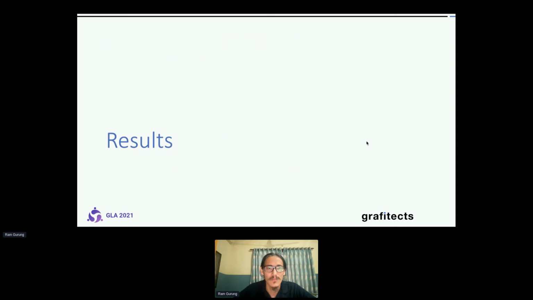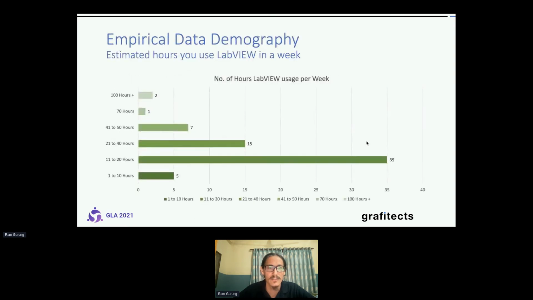So once we have this, before that, there's a slide which shows the demography of how long people use LabVIEW in a week. If you see, the majority of people use it 11 to 20 hours, that's about half of the time. Possibly they would be working in information collection, requirements gathering, or collaborating, meetings, discussion, and everything. We cannot judge this here.